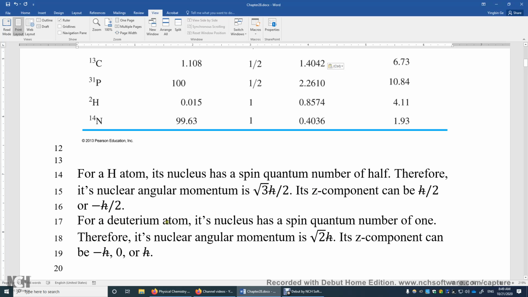If you have an H-2 atom, deuterium, its nucleus has a spin quantum number of 1. Therefore, its nuclear angular momentum is the square root of 2 times h bar. Really, it's just the square root of 1 times 1 plus 1, times h bar. Its z component is negative h bar, 0, or h bar. So you have 3 possible values for the z component of the nuclear angular momentum of the hydrogen-2 atom.